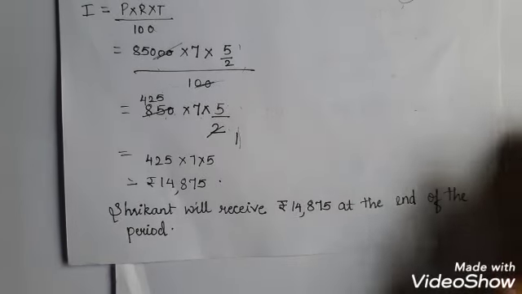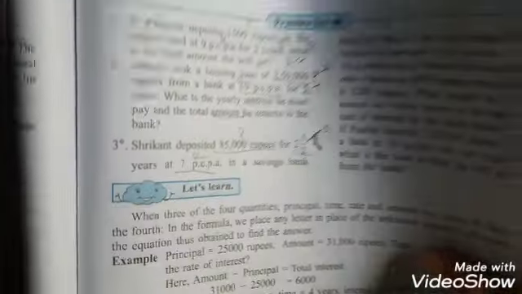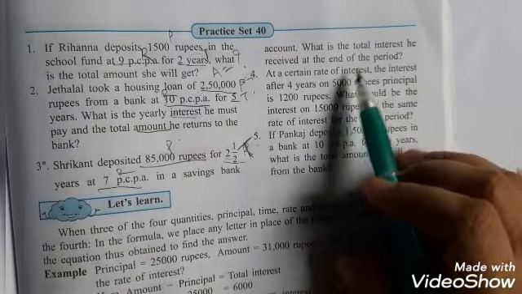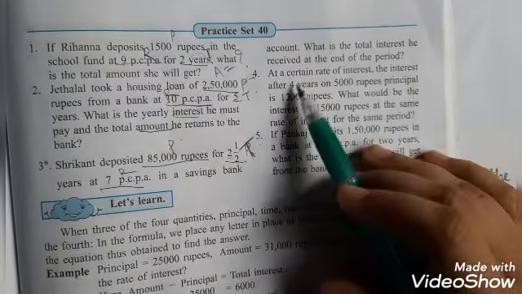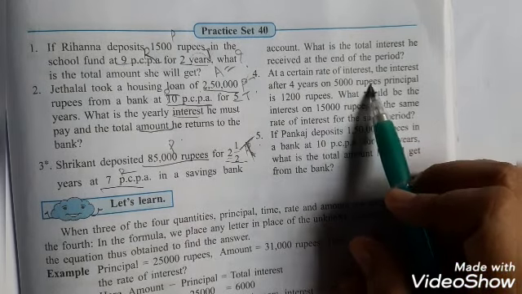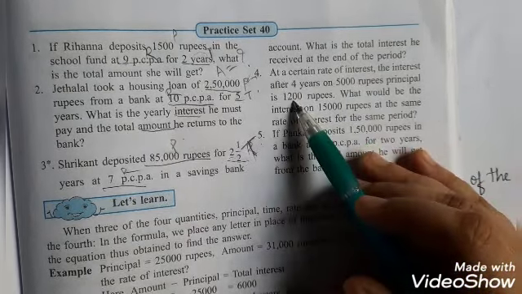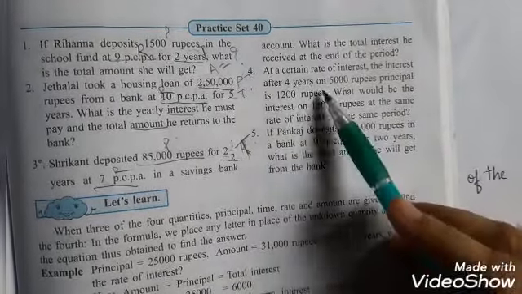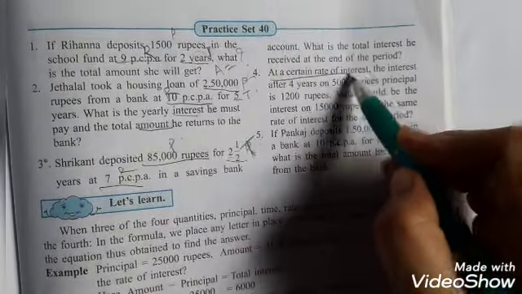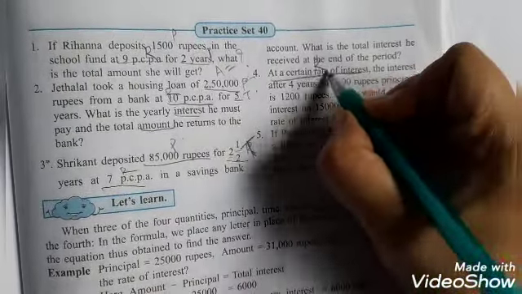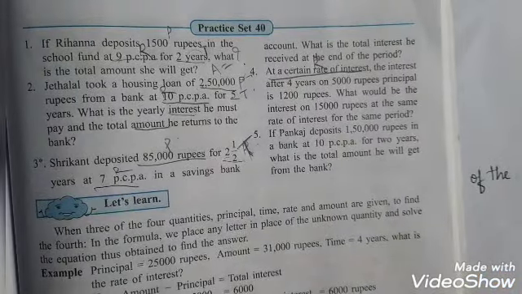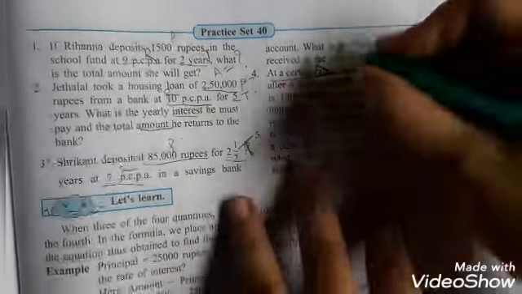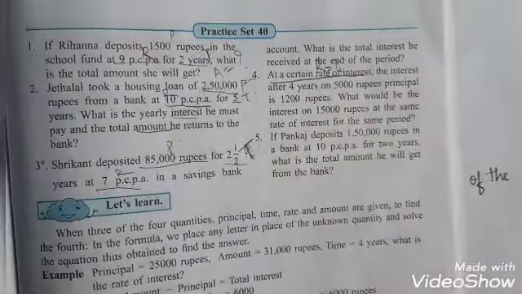Okay. Next, fourth sum. At a certain rate of interest, the interest after 4 years on 5,000 rupees principal is 1200 rupees. Now see how the question is. At a certain rate of interest means R. So that means R is not given to us. They have said at a certain rate of interest, so R is unknown to us.